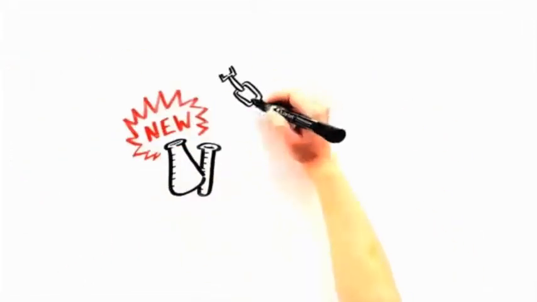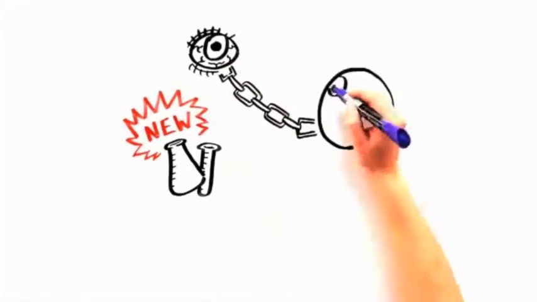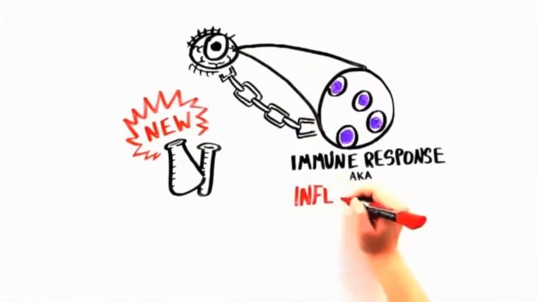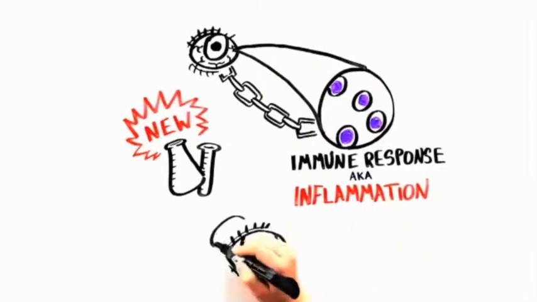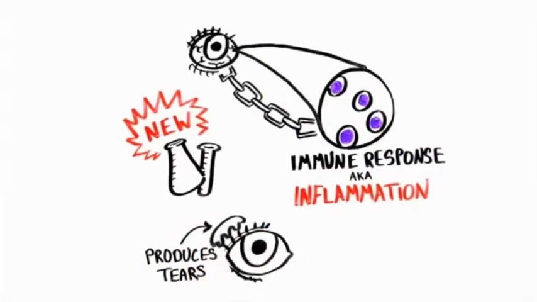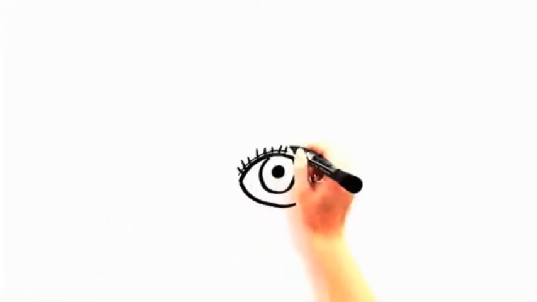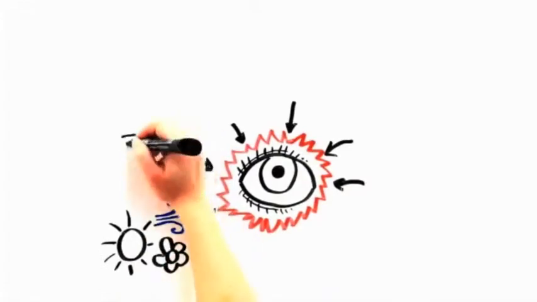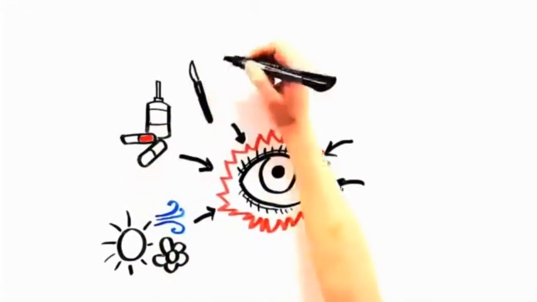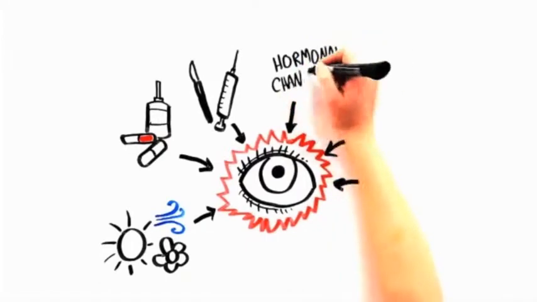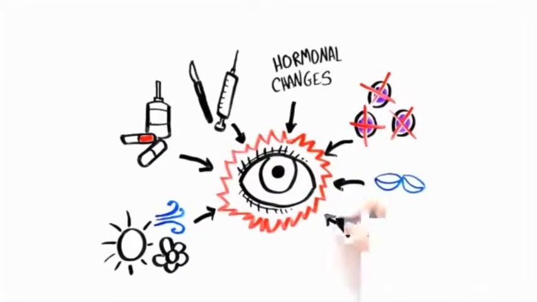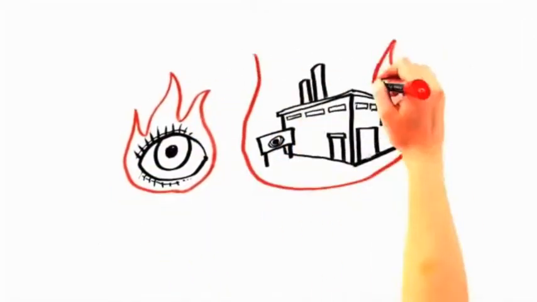New research has linked dry eye to the activation of the body's immune system on the surface of the eye. This immune response, or inflammation, takes place on the part of the eye responsible for producing tears. Inflammation around the eye can be triggered by a number of other factors, such as environmental conditions, use of certain medications, some surgical procedures, hormonal changes during menopause, autoimmune disorders, contact lens use, and more. When the tissues of the eye become inflamed, this affects tear production.